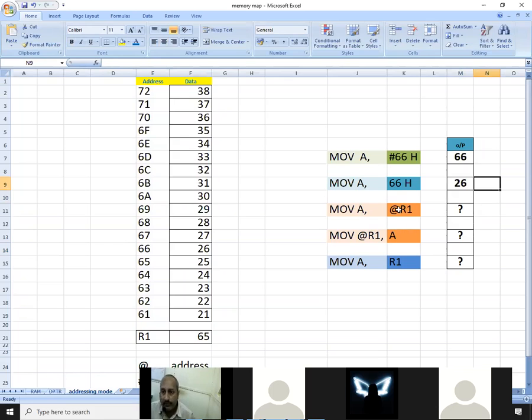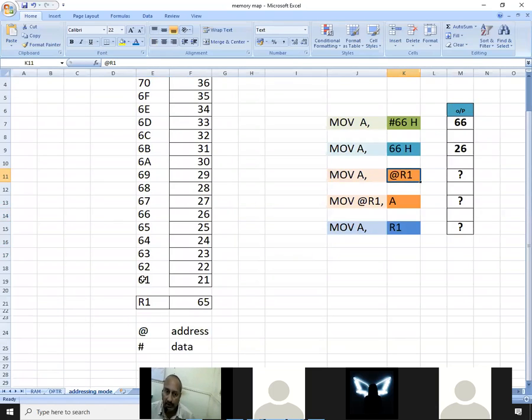Very good try. Next, move A, comma, @R1. See this particular left hand side of the screen and accordingly move A, @R1. ह्या इन्स्ट्रक्शन नंतर ए मध्ये काय कंटेंट असतील तुमच्या मते? $65. Very good answer. At the first attempt only I got the correct answer.